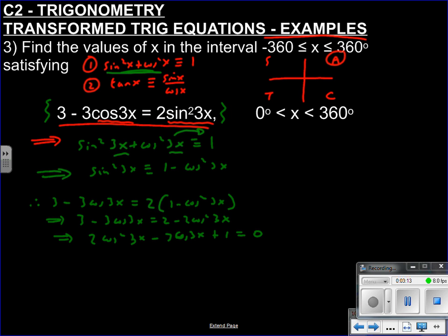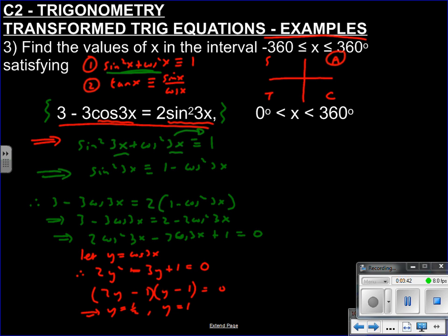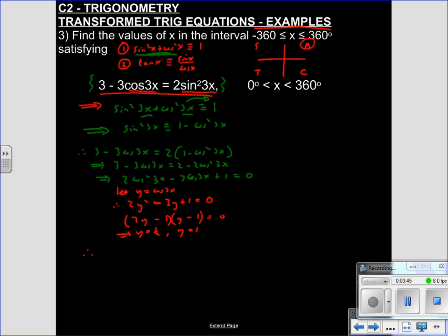To make that even more explicit, you could say let y be the same as cos 3x. Now you can definitely see this is in the form of a quadratic, and this you can factorize. So (2y minus 1)(y minus 1), so you get y equals a half and y equals 1. But we didn't start with y, so we can't finish with y. We actually know that y is cos 3x, so cos 3x equals a half, and cos 3x then equals 1.